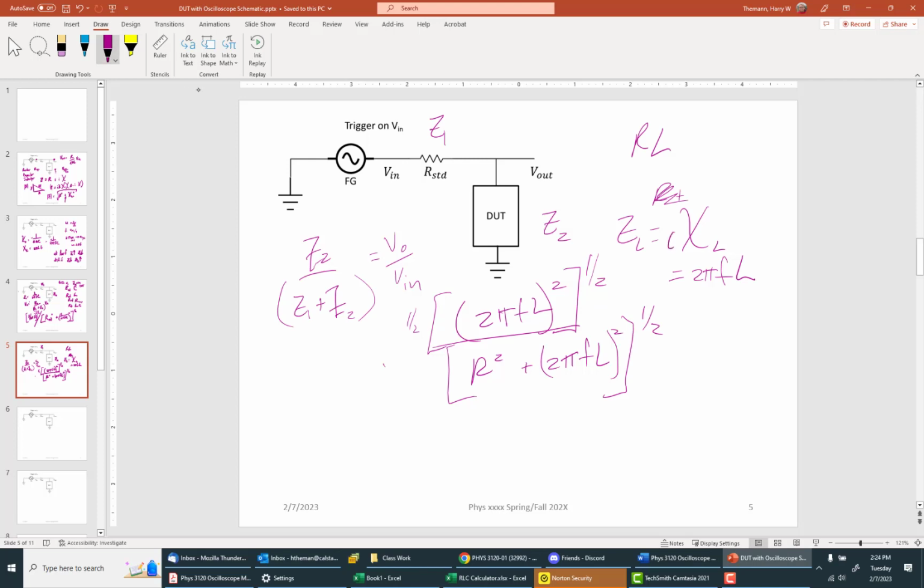So, to be fair, Z of L is equal to i times chi of L. If I want the magnitude of Z of L, that equals i times chi of L times minus i times chi of L, and then I square root it. So I multiply the imaginary number by its complex conjugate, and then I do the square root.